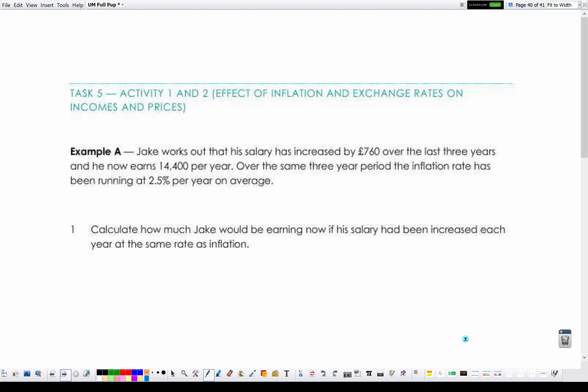Okay, so we're going to look specifically at a salary example and the effect that inflation has on that. So we've got Jake, who works out that his salary has increased by £760 over the last 3 years. His current earnings are now £14,400. So I think we need to write that down. Current earnings £14,400, and it has increased by £760 over 3 years.